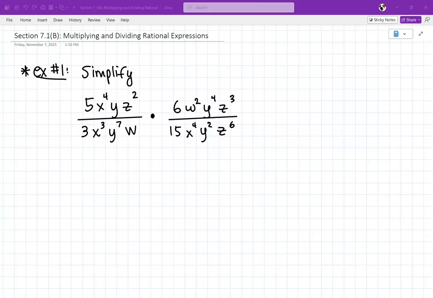We have 5x to the fourth yz squared over 3x cubed y to the seventh w, times 6w squared y to the fourth z cubed over 15x to the fourth y squared z to the sixth. Our goal is to simplify this thing as best we can, okay? So the first thing I always tell people is we're not going to worry about the variables so much first. Let's try to fix the numbers as much as we can, okay? Just the main numbers, not the powers, but the big numbers, the coefficients, okay?